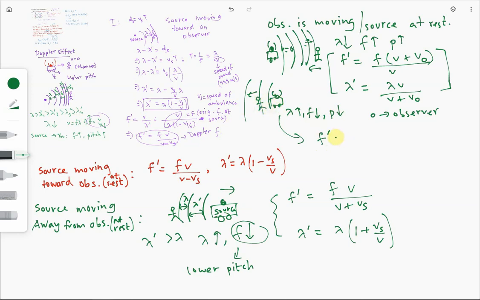So the new frequency is equal to the original frequency times the speed of sound minus the speed of the observer, so just a change in sign, over the speed of sound. Similarly, lambda prime is also just a change of sign: lambda v over v plus vo. All right, so this is when the observer is moving away or receding from the source, the ambulance here. Now let's look at an example to test these very confusing ideas.